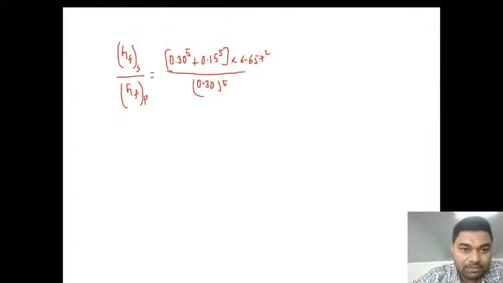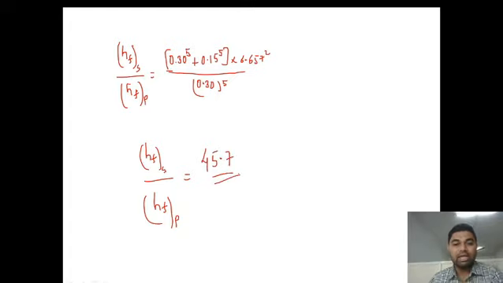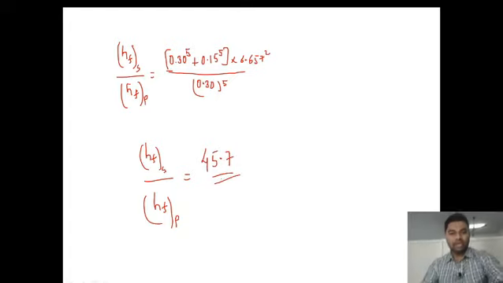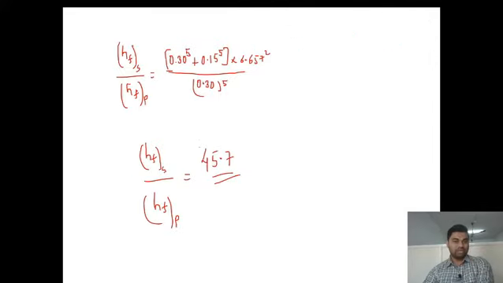So finally, head loss in series divided by head loss in parallel, if you solve this above value, you will be getting around 45.7. So finally we have found out the ratio of head loss when pipes are connected in series to the head loss when they are connected in parallel. So this is the case. Thank you.